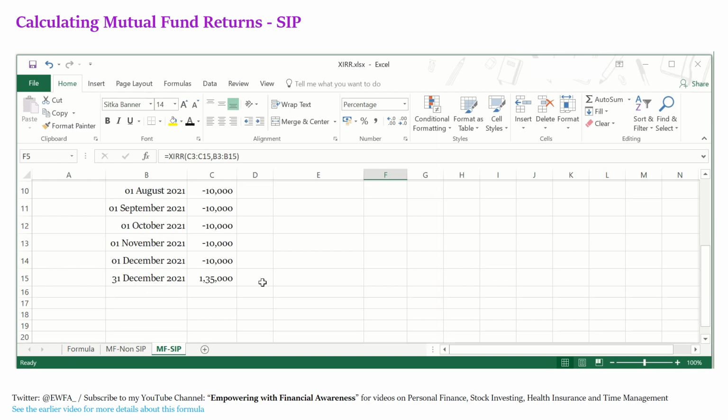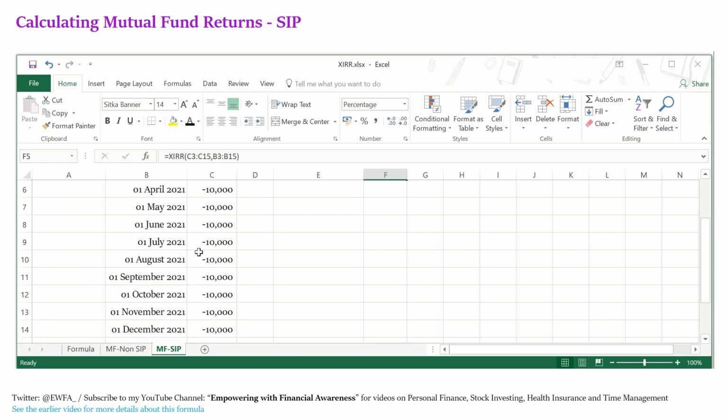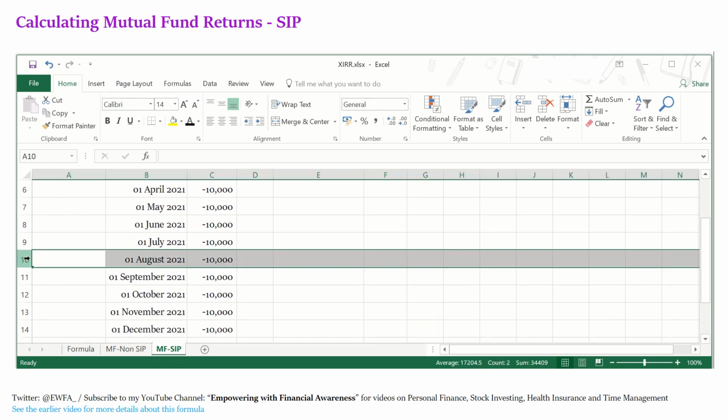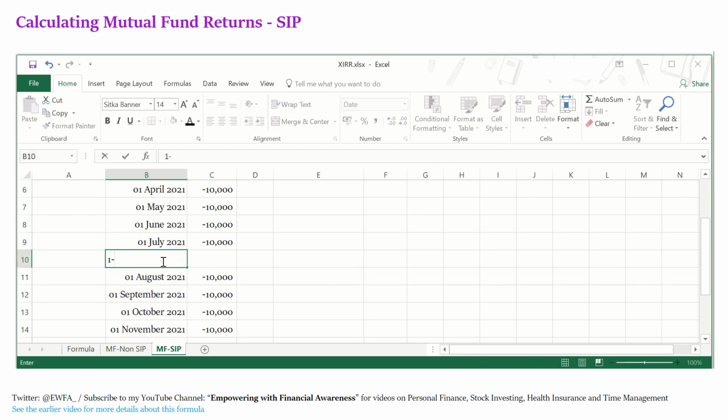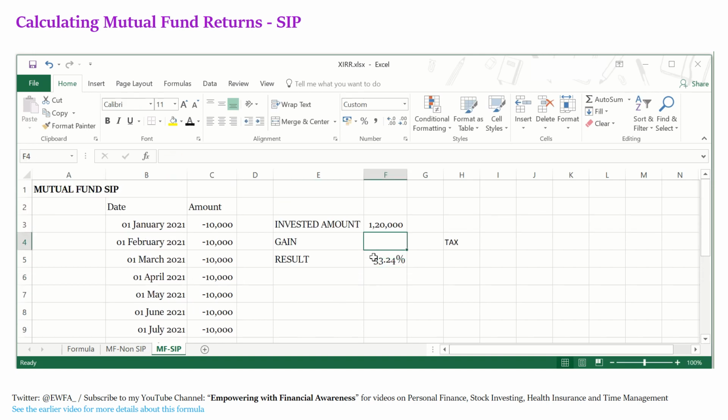Now let us do some more tweaking on this. Say assume you would have got a dividend somewhere mid-year. You would have got it on 31st July, maybe some 5,000 rupees, say. So that is the inflow to you, so it remains as positive. And now we can see the returns have shot up to 33.24 percentage.